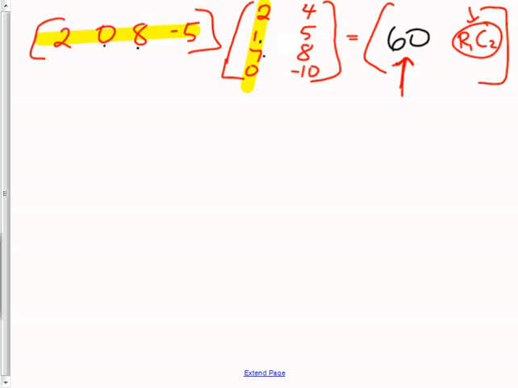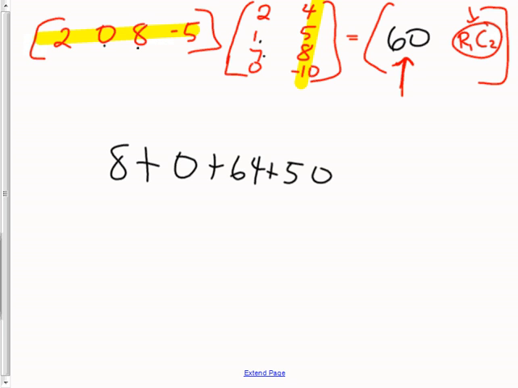So did you say row 1 and column 2 this time? And therefore, those numbers go with these numbers. So 2 goes with 4 makes 8. Plus 0 goes with 5 is 0. 8 goes with 8 is 64. And 5 goes with 10, and they're both negative, makes it positive 50.